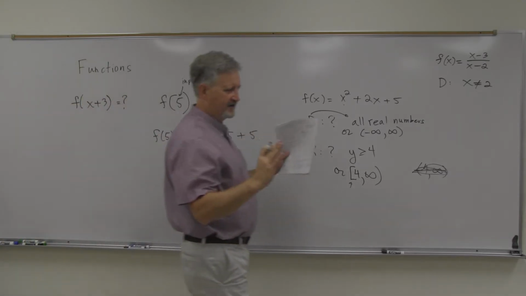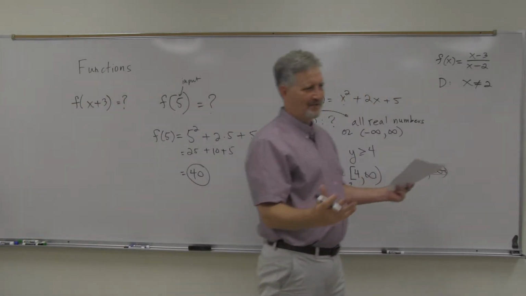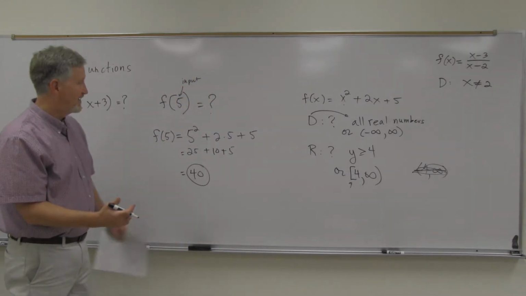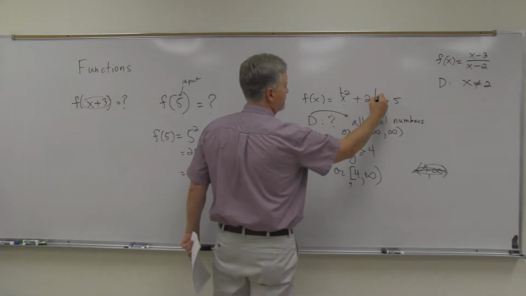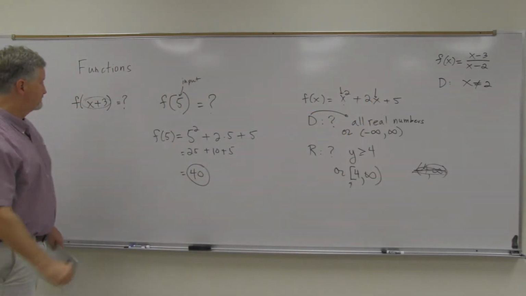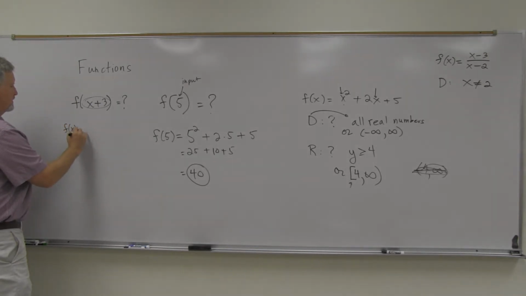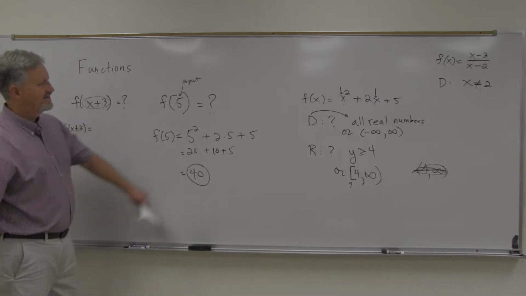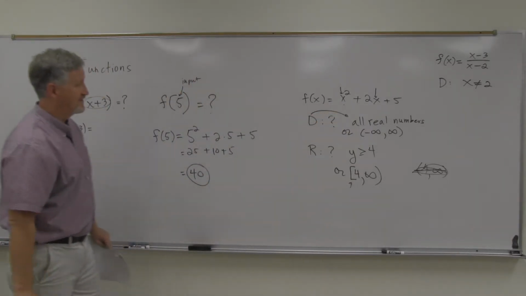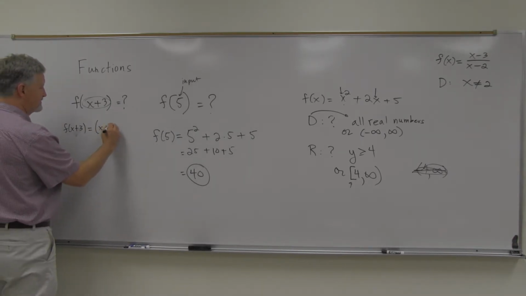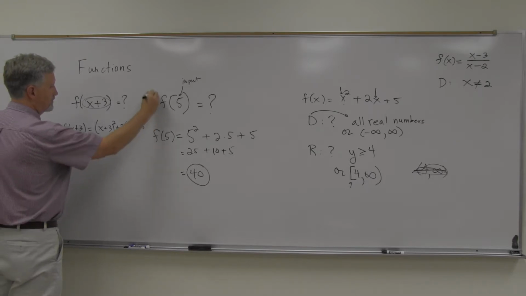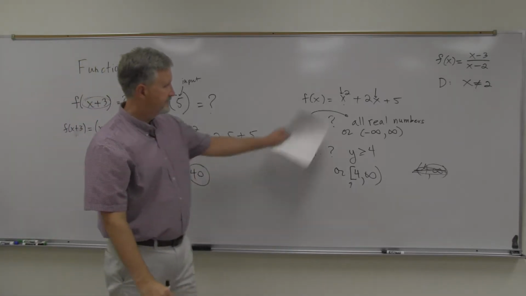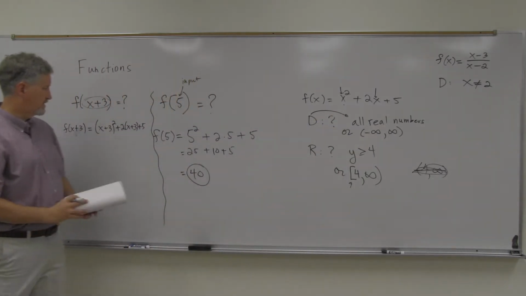F of, and then we've got an expression in the parentheses. What does that mean to do? Same thing, right? Here is our input, x plus 3, so back in our function, that's what we're going to put in. F of x plus 3, we're just going to put in x plus 3 instead of a number. It's an expression. So you've got x plus 3 squared plus 2 times x plus 3 plus 5. Right? Everywhere you see the x, you put in x plus 3.